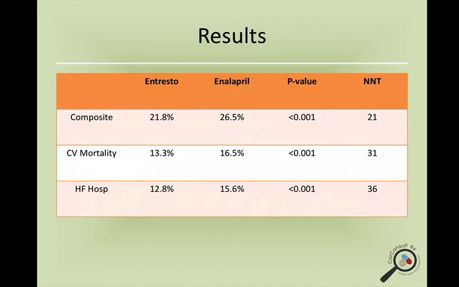So here are some of the results that were reported, and there are others as well, but these are the ones I want to focus on. For the composite, you see a number needed to treat of 21. So for every 21 patients that we treat with Entresto, as opposed to enalapril, we're going to stop one extra case of cardiovascular death or hospitalization due to heart failure. And then when we look at the components by themselves, we still get pretty significant differences clinically speaking. Cardiovascular mortality number needed to treat was 31, and hospitalization number needed to treat was 36.